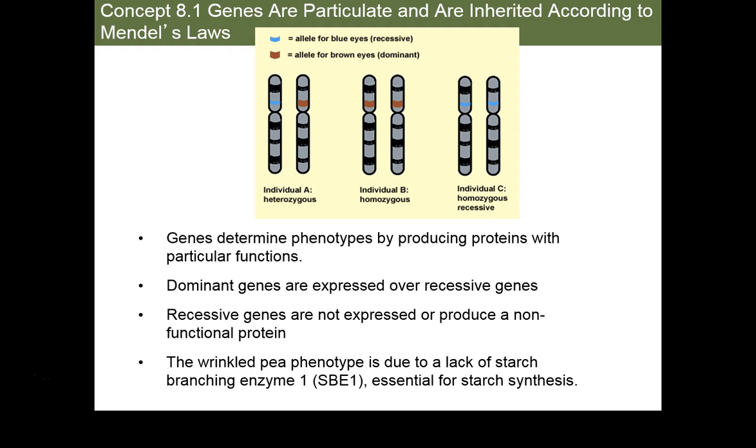Genes determine phenotypes by producing proteins with particular functions. Dominant genes will be expressed over recessive genes, as we saw in our Punnett squares. Recessive genes are not expressed, but they may produce a non-functional protein. The recessive wrinkled pea phenotype is due to a lack of starch branching enzyme, which is essential for starch synthesis.